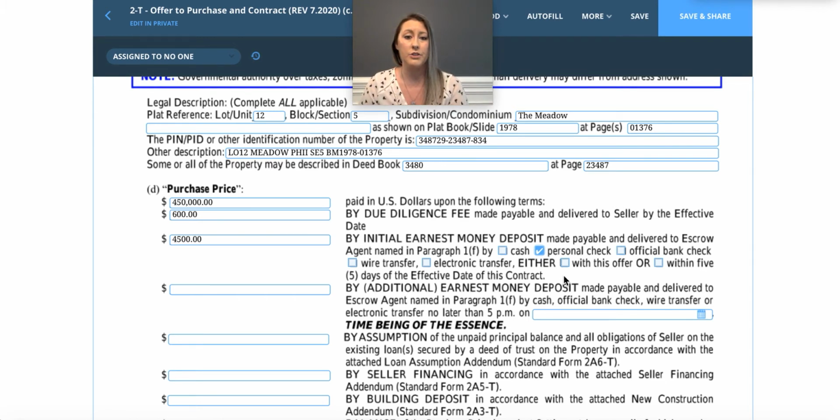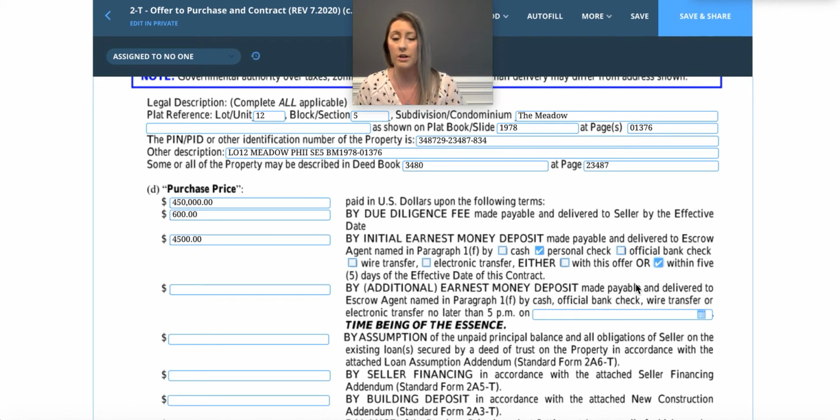Next box we're going to check is whether you're going to give the personal check, the earnest and due diligence money, with this offer or within 5 days. I always put within 5 days because everything's electronic now. You're not hand delivering contracts. Some people still do, which is totally fine, but this is all electronic. So I like to give myself some time to get the money over to them if they do accept this contract.